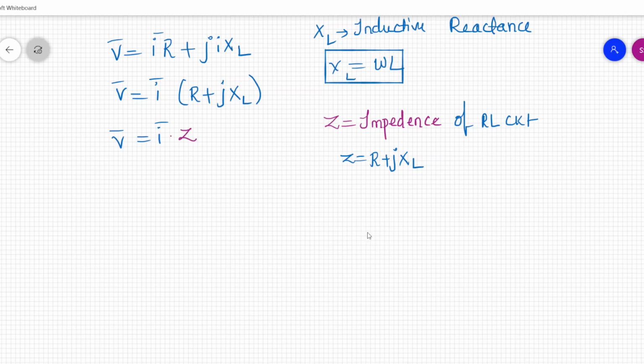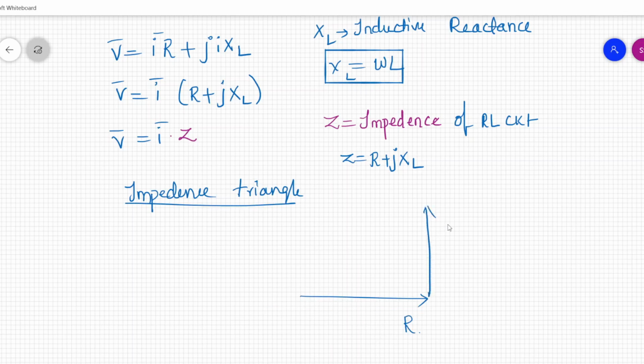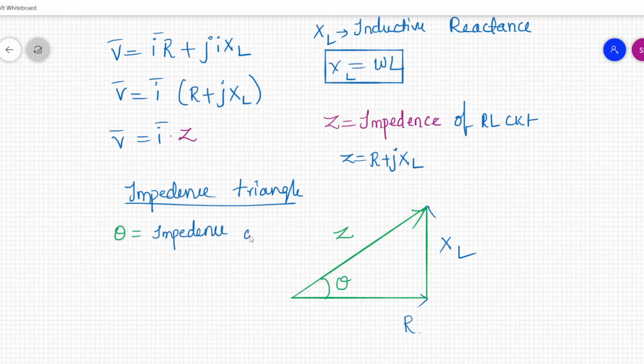Now we can draw the impedance triangle here. So I'm writing the impedance triangle. Here this is R, the resistor, and here this is the inductive reactance XL, and the sum of these two will be the impedance Z. This angle is theta. Theta is called the impedance angle, which is theta equals tan inverse of, you can write it directly from the expression, tan inverse of XL by R.